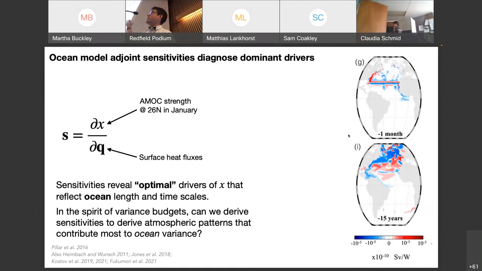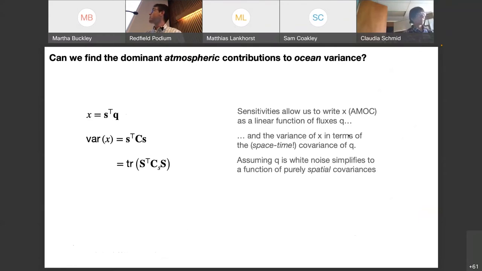So in this sense, we can think of these adjoint sensitivities as being the optimal drivers, and we get them from an ocean model, and they reflect ocean length scales and these structures of interest that we set up, like the AMOC. But in the spirit of variance budgets, where we're thinking about these quantities being driven by things like the atmosphere that have their own length scales and statistics, can we derive atmospheric patterns that are most responsible for driving ocean variance? This is kind of the motivating question today.